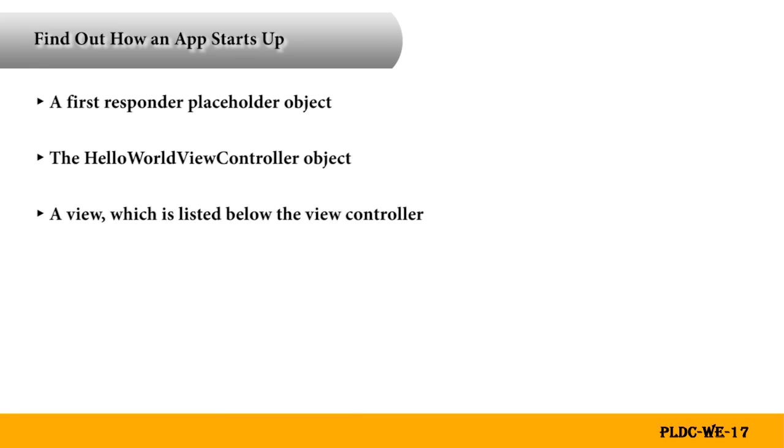The Hello World View Controller object, represented by a pale rectangle inside a yellow sphere. When a storyboard loads a scene, it creates an instance of the view controller class that manages the scene. A view, which is listed below the view controller. To reveal this view, in the outline view, you might have to open the disclosure triangle next to Hello World View Controller. The white background of this view is what you saw when you ran the app in Simulator.